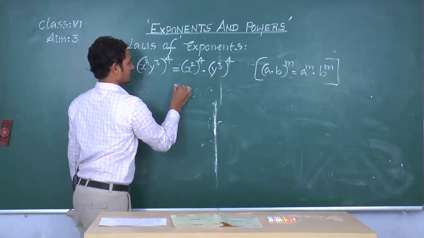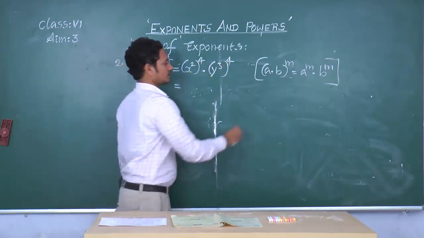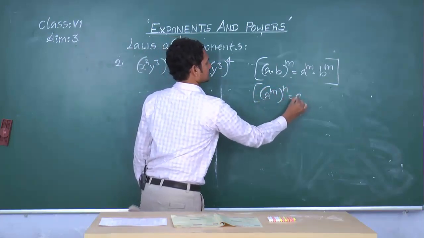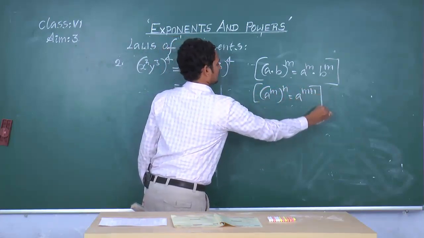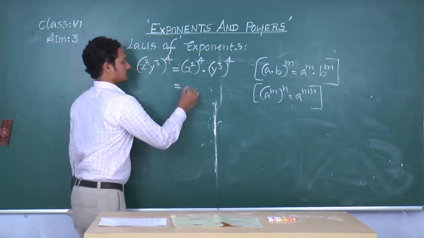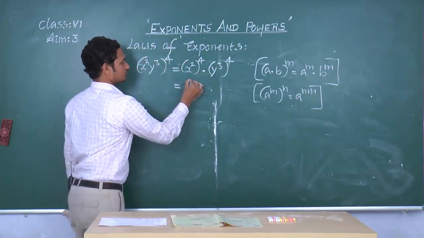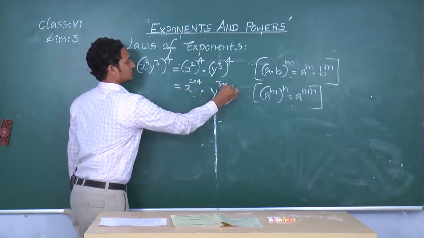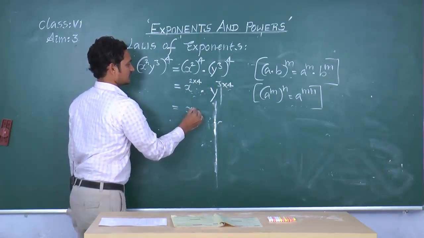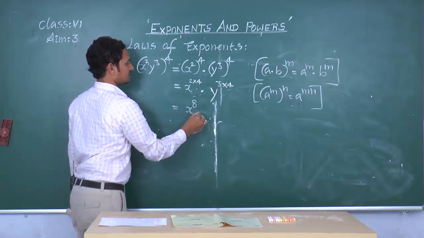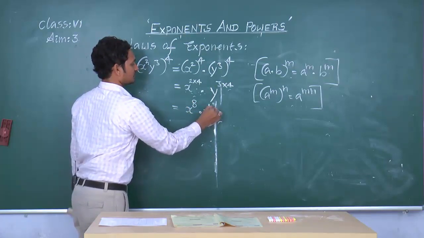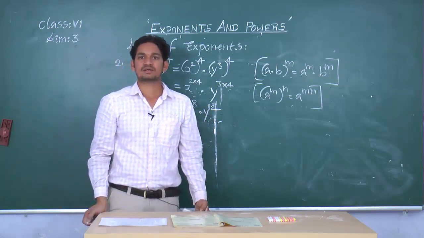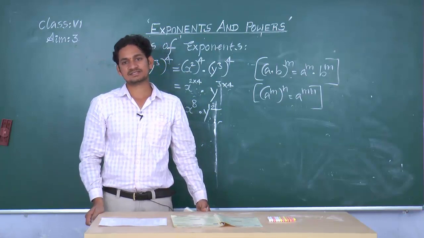Now again we can apply the third law, (a power m) whole power n. We can write it as a power mn. So by using that law, x power 2 into 4 and y power 3 into 4. So finally the result is x power 8 into y power 12. So by using all these three laws we can simplify all these results.